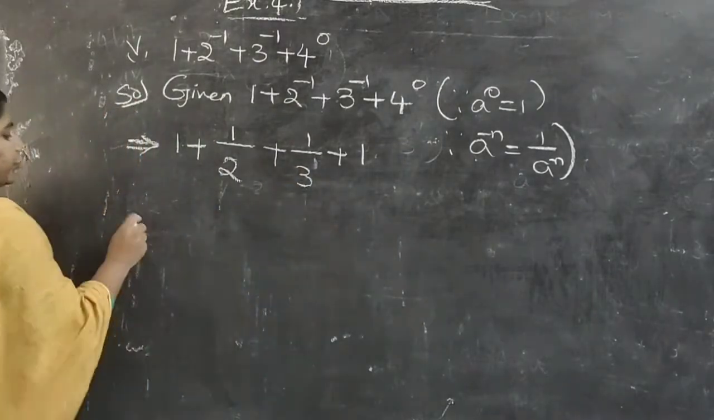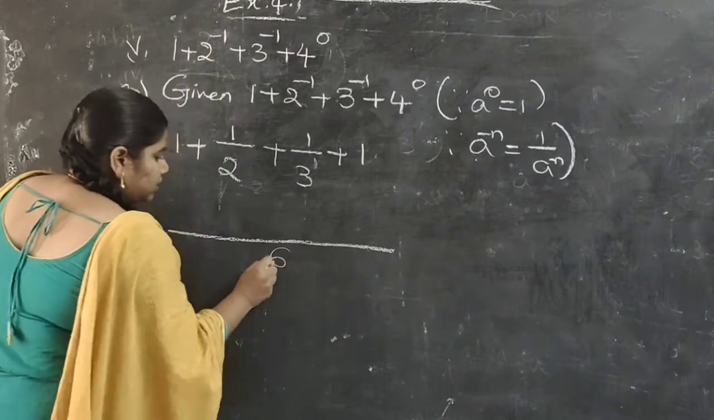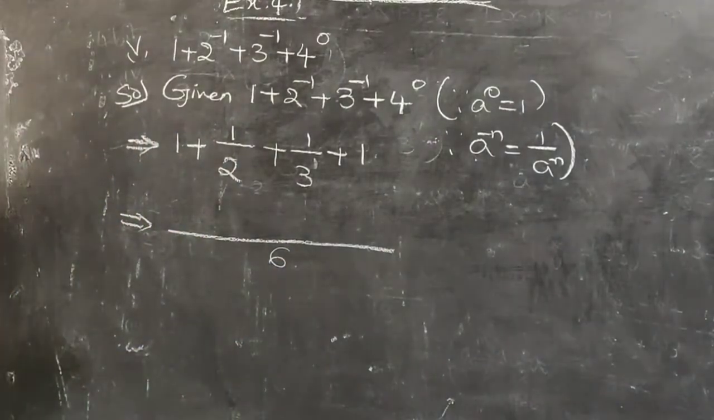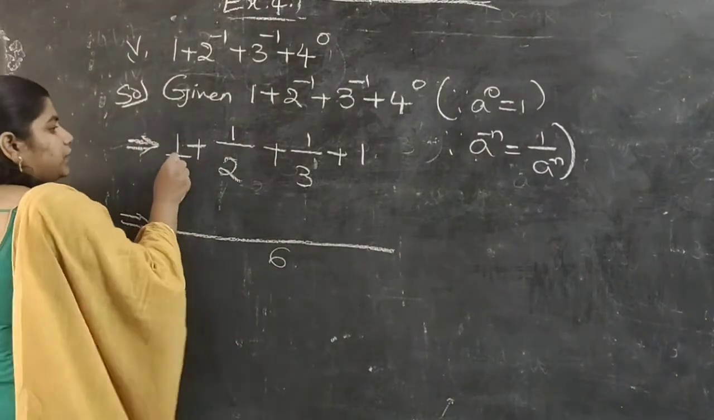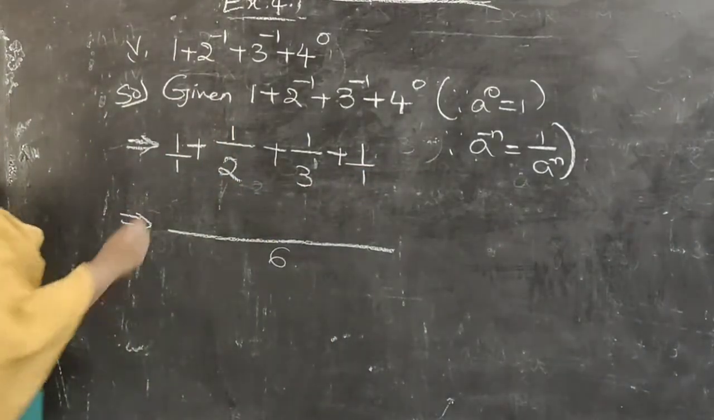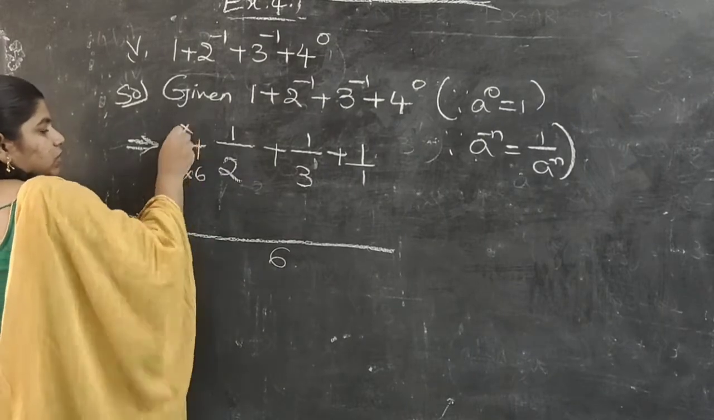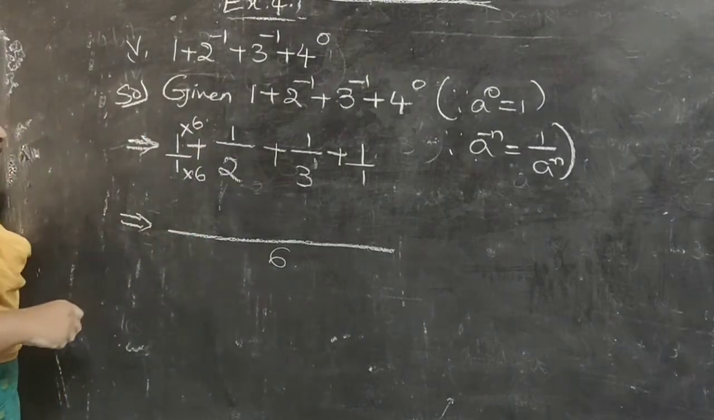Now take the LCM. What is the LCM here? 2 and 3, LCM will be 6. So what is the LCM of 2 and 3? That is 6. So in the denominator nothing is there, here also nothing is there, so I am taking it as 1. So for 1, how much will you multiply to get 6? That is 6 times. So multiply 6 in numerator and denominator.